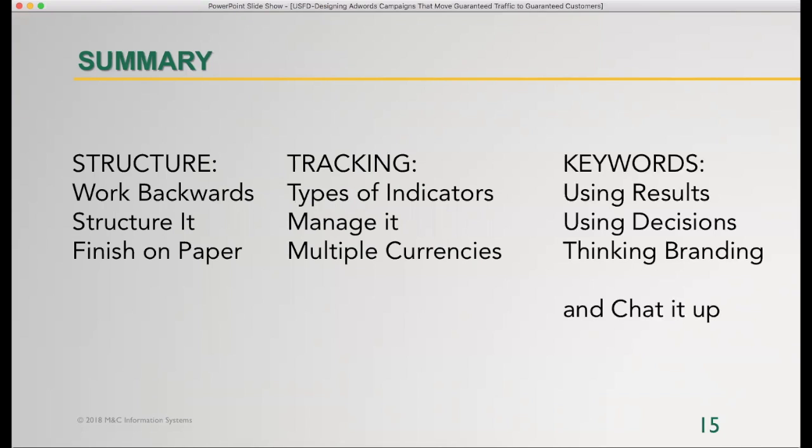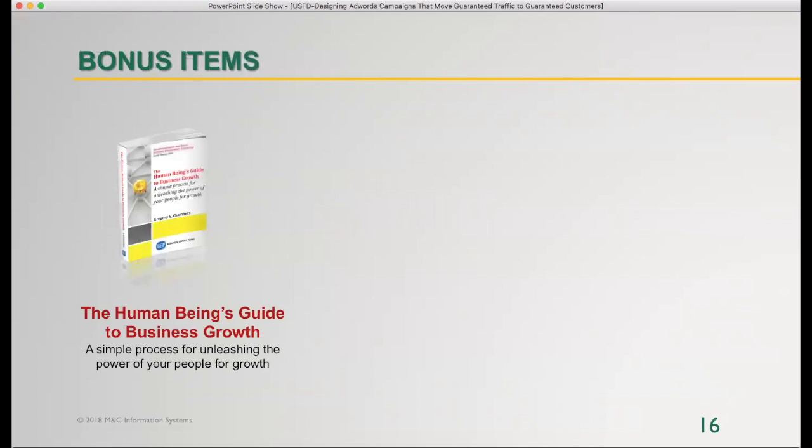And then when you're doing keywords, use the search results from Google, use the decision funnel to think about what you can do inside of which campaign, and think about branding, approaching it from that. This can also help inside of your branding, and then learn more from them by chatting it up.